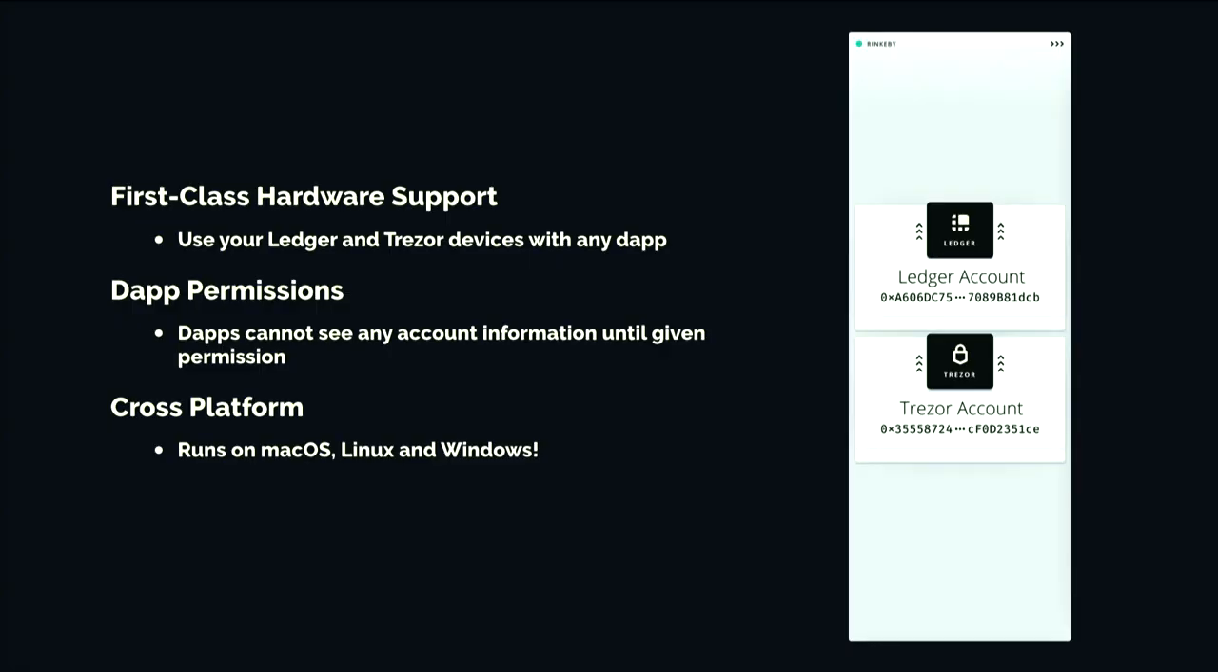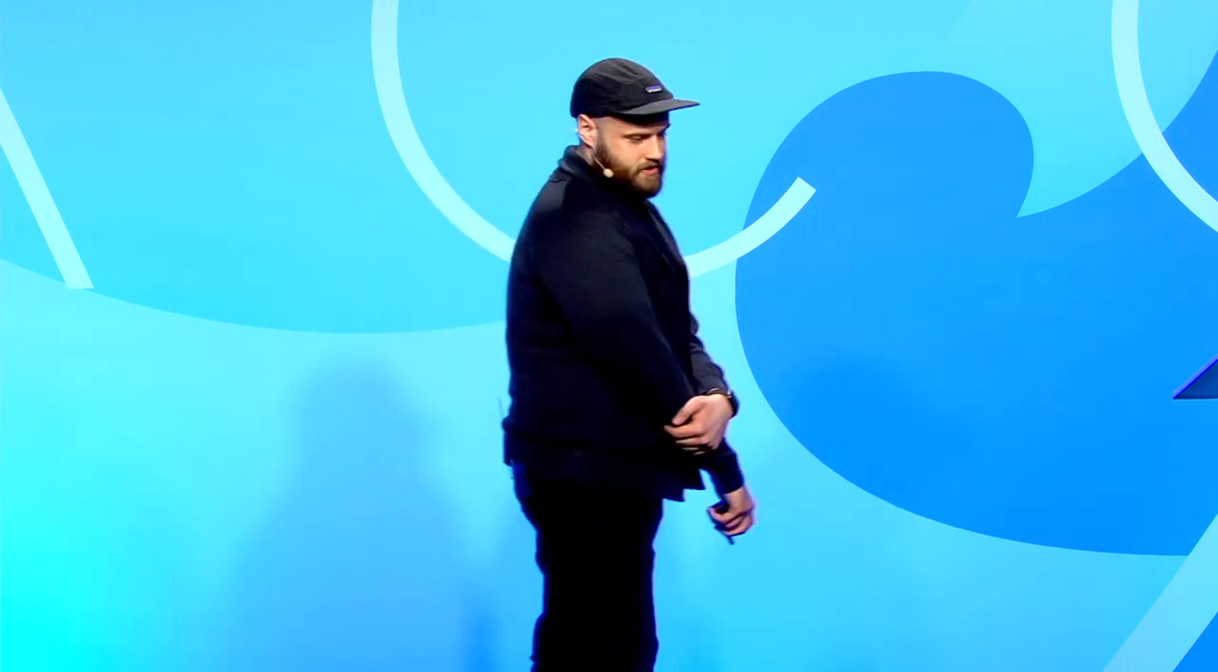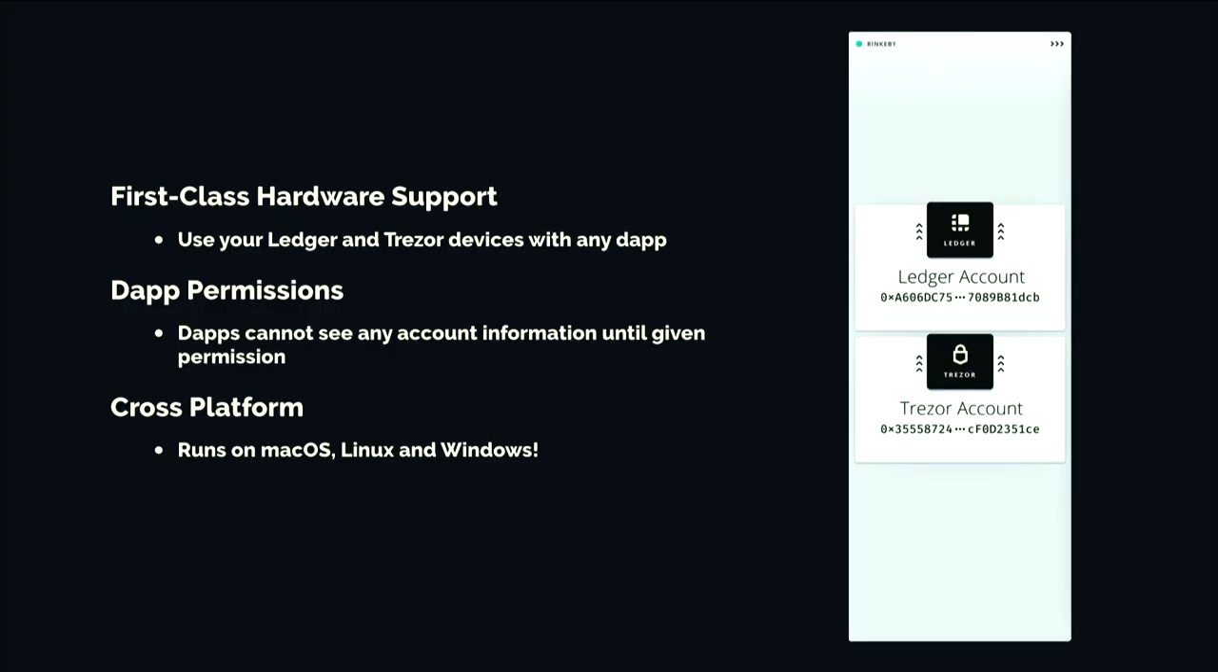Frame offers first-class hardware support, so you can currently support our Ledger and Trezor devices. Once your device is set up, it's as easy as plugging it in. Frame will automatically detect the device and add it to the list of available accounts. Frame has robust dApp permission systems, so dApps can't see any account information until given permission. And it's cross-platform, so it runs on macOS, Linux, and Windows.